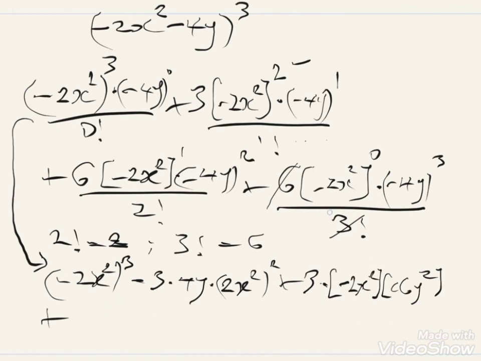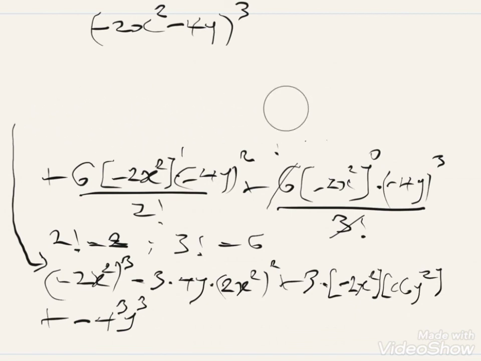So I will have, and we are meant to know that (-2x²) all raised to the power 0 is 1. Okay, so here I will be left with (-4y) all cubed, which is now (-4)³y³. All right. So let me clean for me to have some space. So here I will have my final answer.